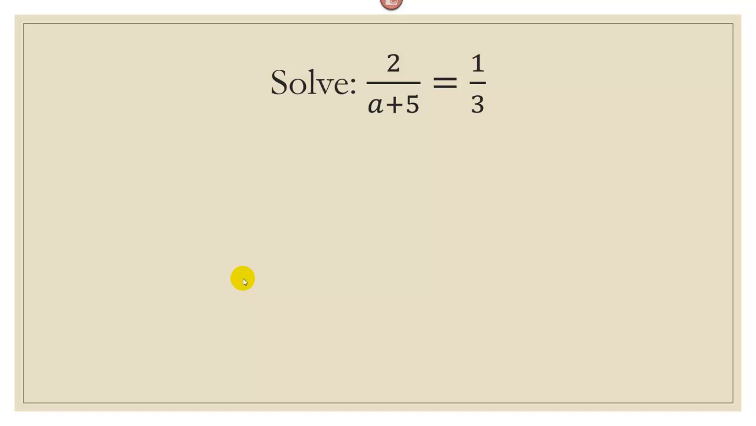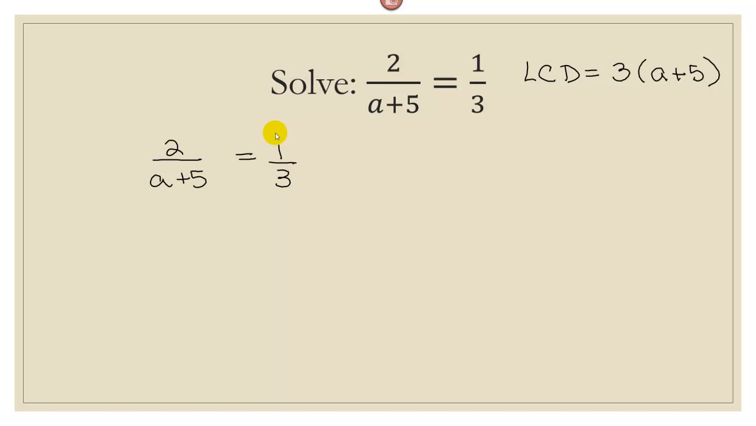In this example, we're asked to solve 2 over a plus 5 equals 1/3. We can do this by the method we just saw, and we just need to find the LCD. So our lowest common denominator, well, here we have a denominator of a plus 5. Here we have a denominator of 3. Again, there's no common factors, so our LCD is just going to be 3 times a plus 5. Okay, so let me multiply both sides by that LCD. So we have 2 over a plus 5 equals 1/3. Let's multiply both sides by 3 times a plus 5.